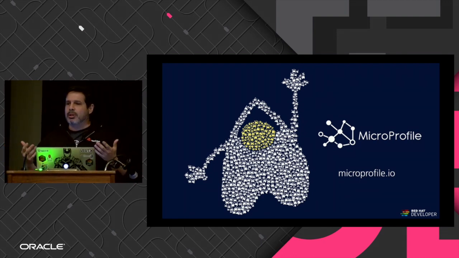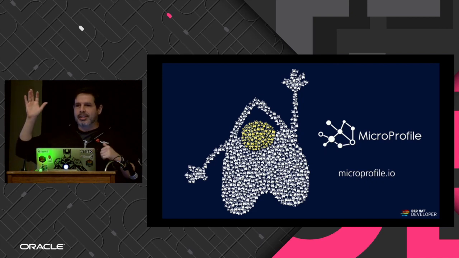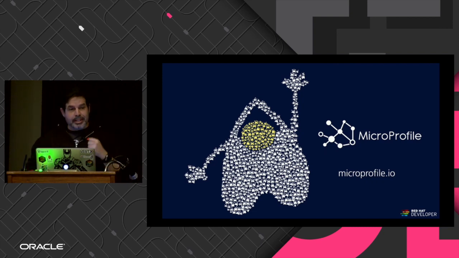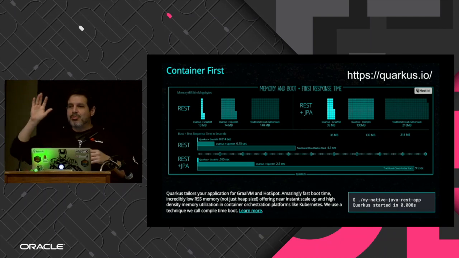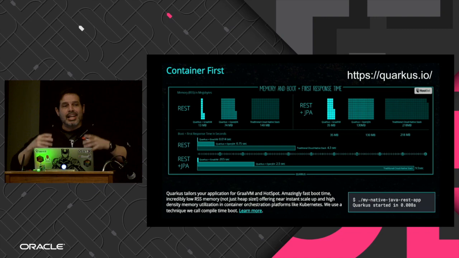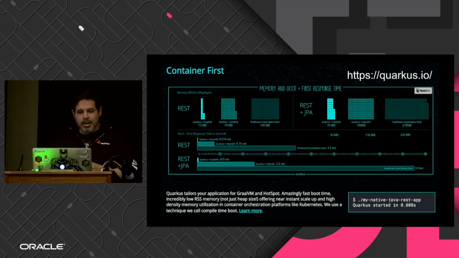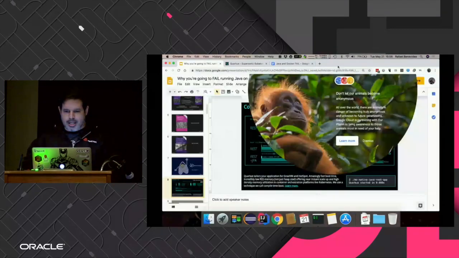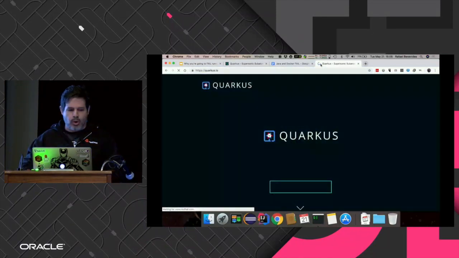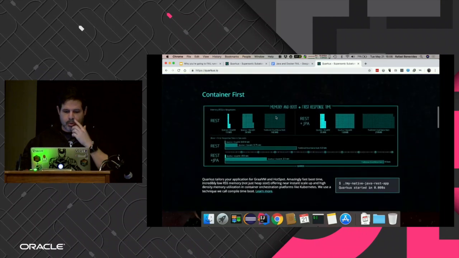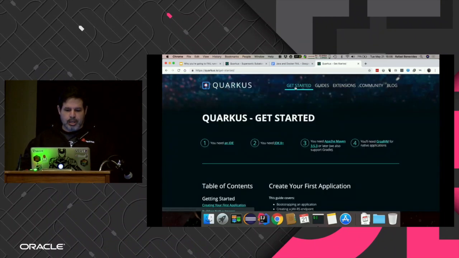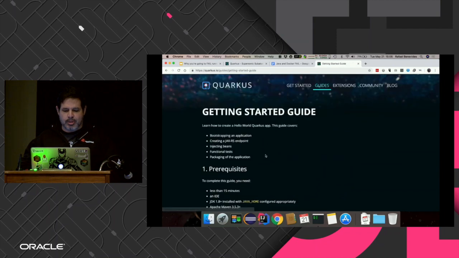How many of you heard about the MicroProfile specification, right? Okay. The good thing about using MicroProfile specification is that you can use Quarkus. Have you heard about Quarkus? So for those who haven't heard about Quarkus, let me show you how cool it is. Because, for example, if you go to the page quarkus.io, you will find some examples here. Let me go to get started, creating your first application.